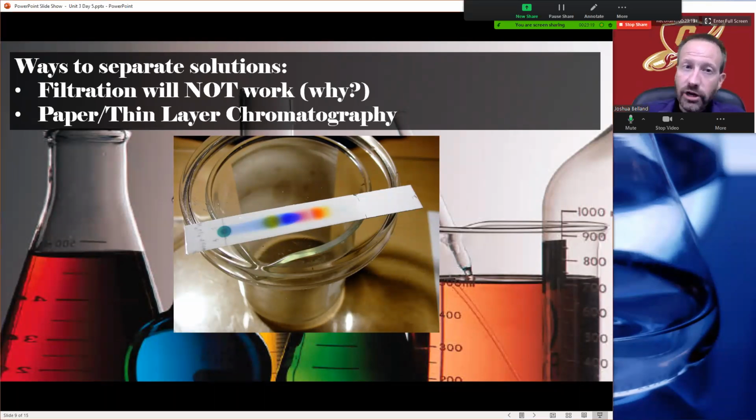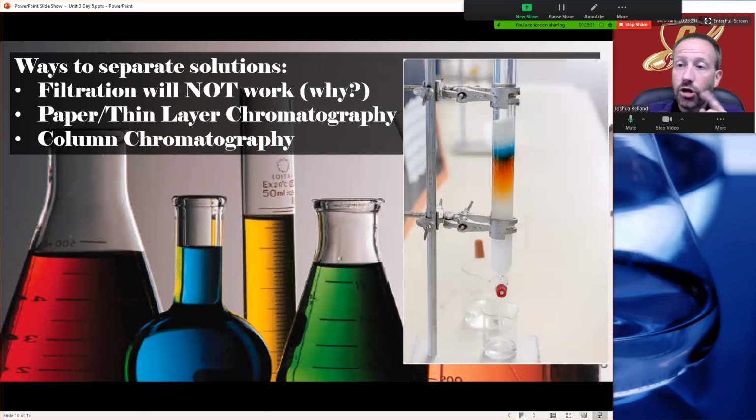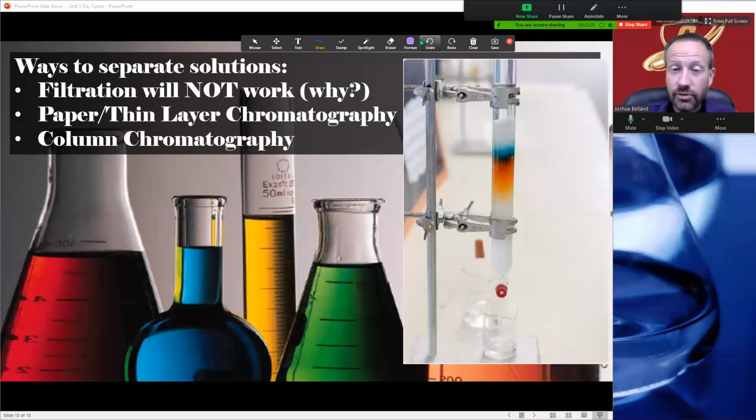Another way to separate is column chromatography, very similar, but now, and I did this a lot in college. It almost seemed like this was the only way in one of my classes that they wanted to do separations. You put a mixture in the top and you have some special packing, I think we just normally call it column packing, some special ingredient that some of the molecules stick to well, but the others don't.